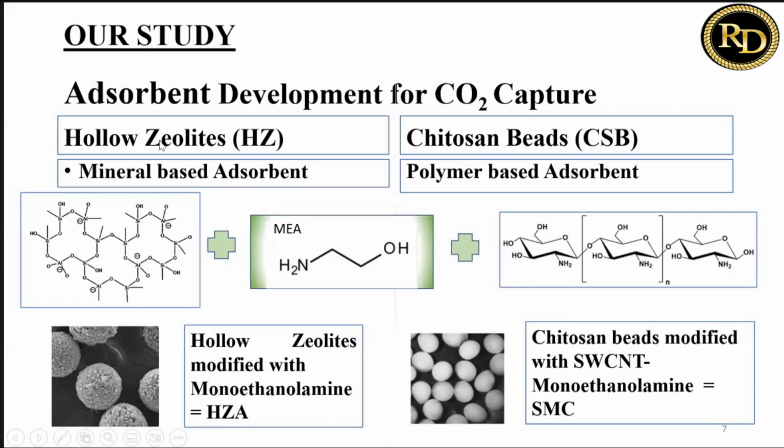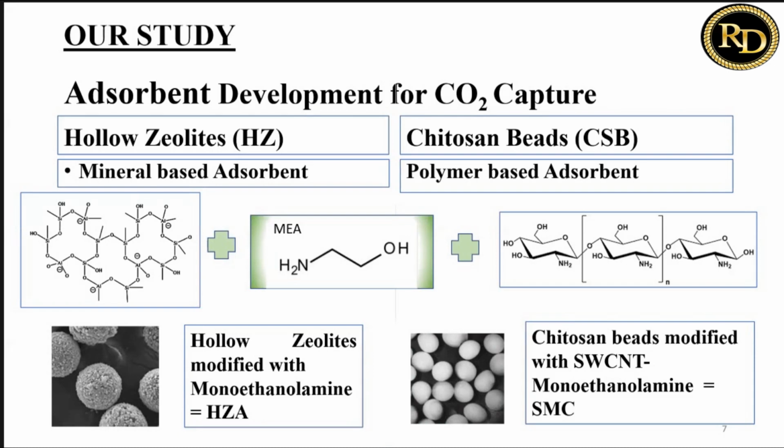Zeolites are natural minerals, but we have prepared hollow zeolites. Hollow zeolites are a new generation of zeolite compounds, which are spherical in shape and hollow from inside, with a large surface area, and the surface can act as a very efficient adsorbent for carbon dioxide. For Chitosan beads, we have developed beads spherical in shape, and we have modified them with single-wall carbon nanotubes to further enhance their efficiency. Both the Chitosan beads modified with single-wall carbon nanotubes and the hollow zeolites were further modified with monoethanolamine.